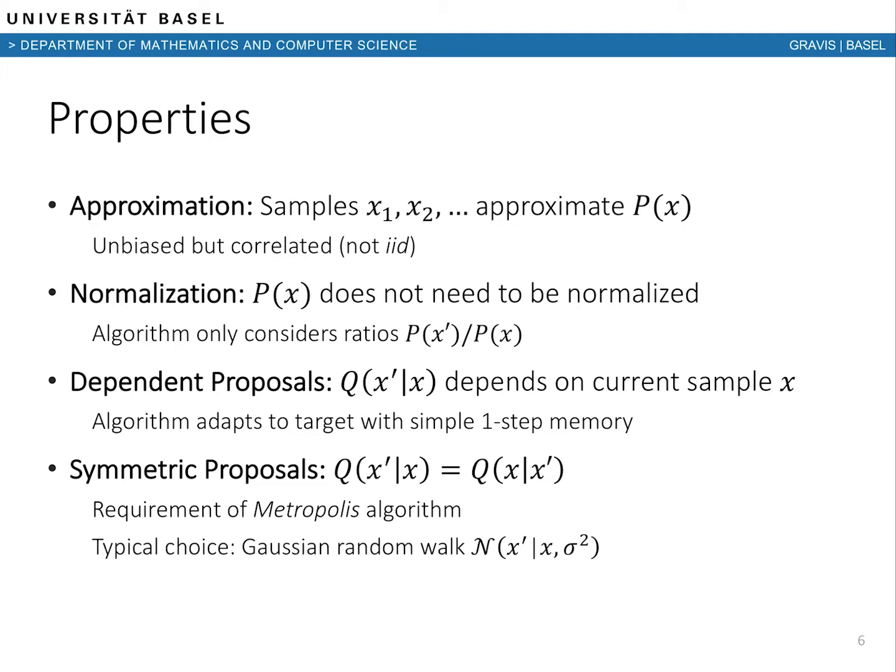The proposal has to be symmetric for the Metropolis algorithm, which means that this dependency on the current state can be reversed. So going forward and going backward should have the same probability. But if we take the typical choice of the Gaussian random walk, for example, as before, then symmetry is fulfilled and this is not an issue.